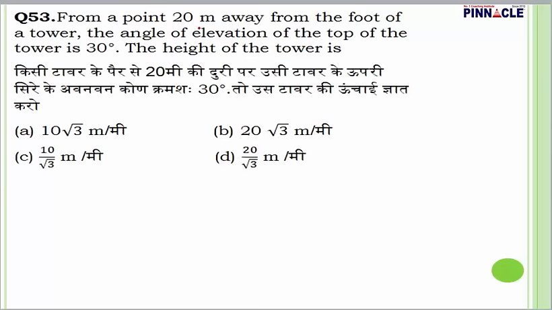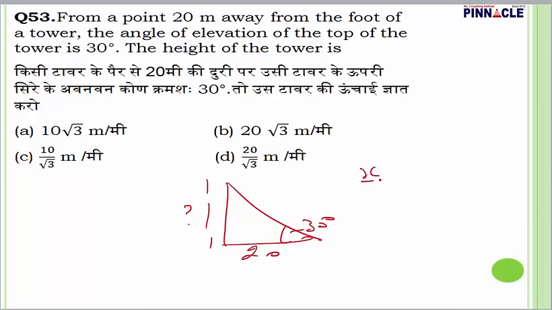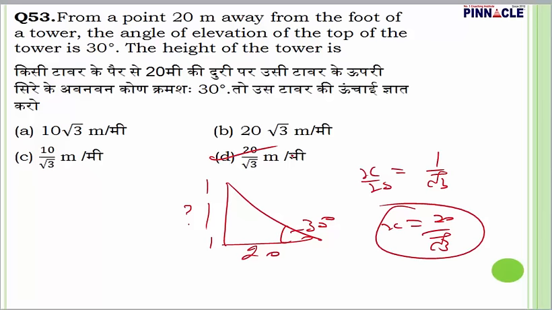Next question, question number 53. From a point 20 meter away from the foot of a tower, the angle of elevation of the top of the tower is 30 degree. What would be the height of the tower? We have to find the value of the height. So h by 20 is equal to 1 by root 3. h is equal to 20 by root 3. So answer should be D.